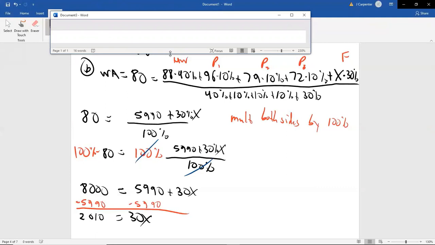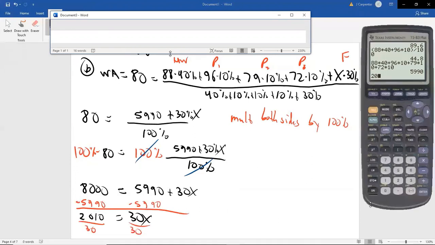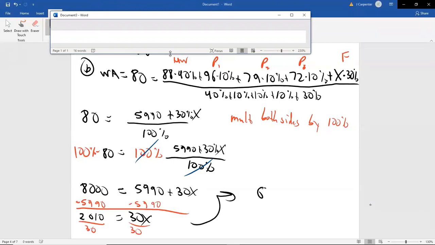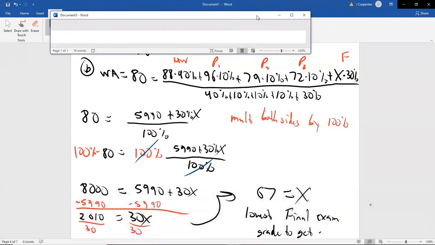Equals 30x. Then we divide both sides by 30, and that should divide perfectly. 2010 divided by 30, or just 201 divided by 3, and you get 67. 67 is x, and that's the lowest final exam grade to get a B, because an 80 would make a B.